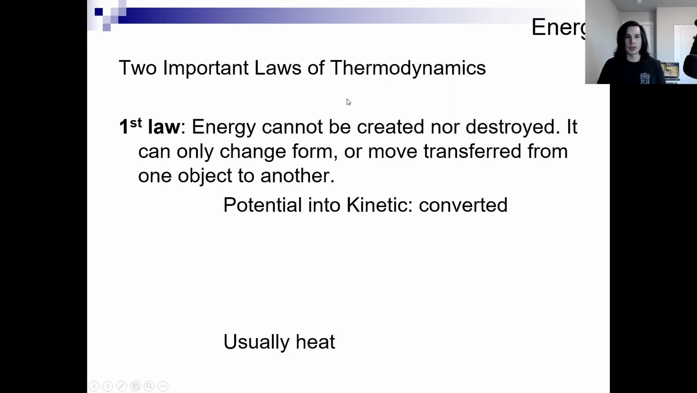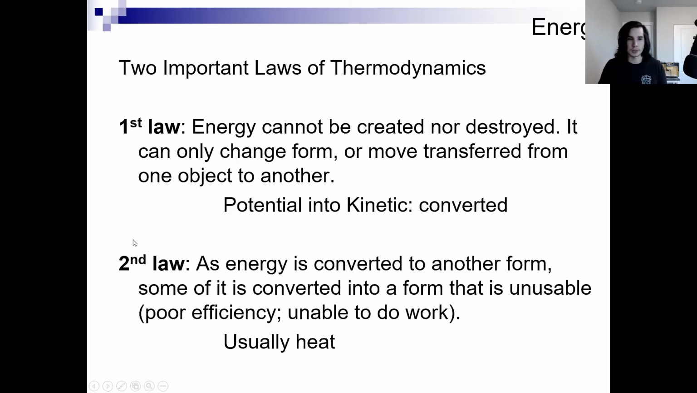So let's talk about the laws of thermodynamics. The first law is that energy cannot be created or destroyed. It can only change form or be transferred from one object to another. I have a typo there, sorry. So energy can't be created or destroyed. You can only change its form. And so, in this case, you have potential to kinetic. It's converted from potential energy to kinetic energy. You can convert from potential energy to potential energy, just a different formulation of potential energy, a different type of potential energy.